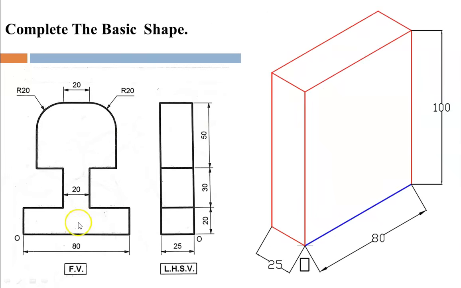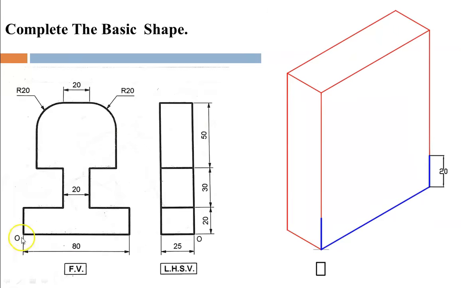Now we'll start with the basic shape. Out of these two views, the front view is quite easy to draw and it gives you the base shape of the object. So we'll start with the front view. The base is 80 mm and it is starting from the origin, so from the origin the 80 mm line must be darkened. Now from these two ends we have to go up by 20 mm, as given.